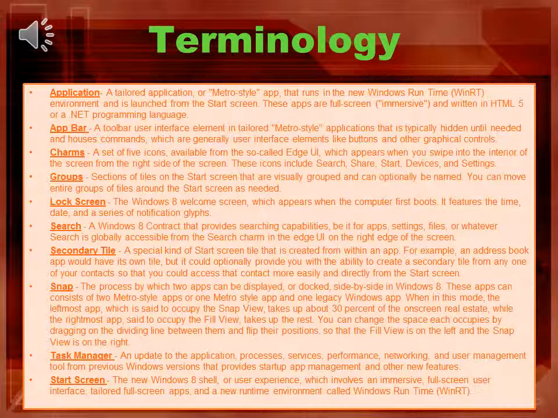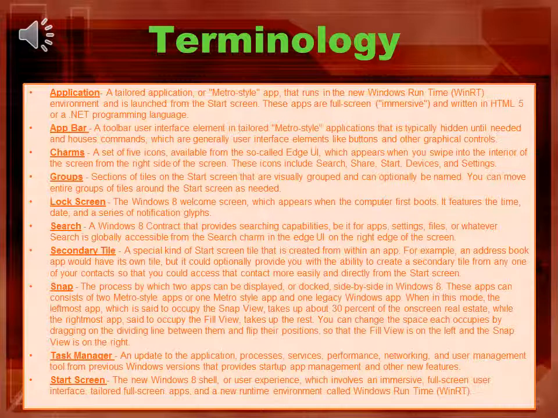Your groups, this is sections of tiles on the start screen that are visually grouped and can optionally be named. You can move entire groups of tiles around the start screen as needed. Your lock screen, that's Windows 8's welcome screen, which appears when the computer first boots. It features the time, the date, and the series of notifications. And your search, Windows 8 contract that provides searching capabilities, be it for your apps, your settings, your files, or whatever you're looking for. It's globally accessible from the search charm, so you can get to it from there, and that's from the right edge of your screen.